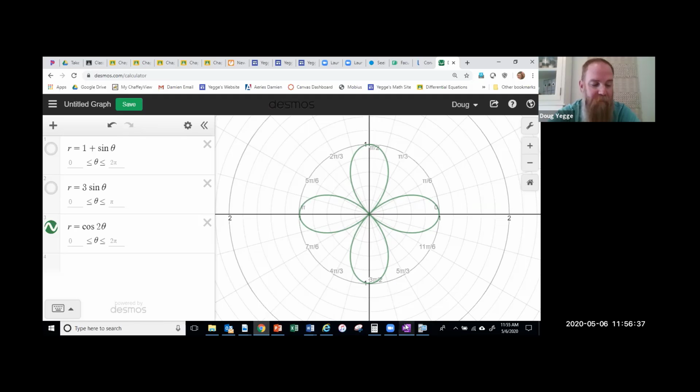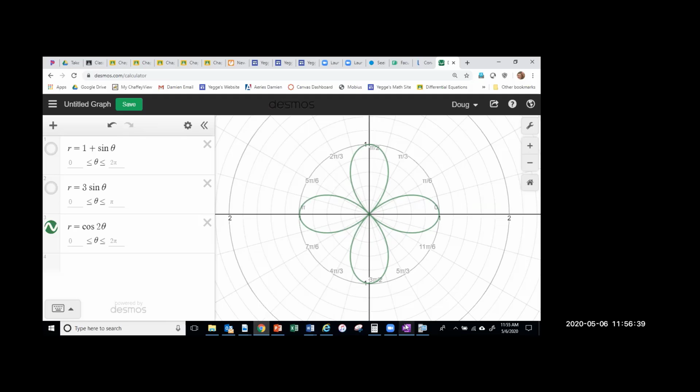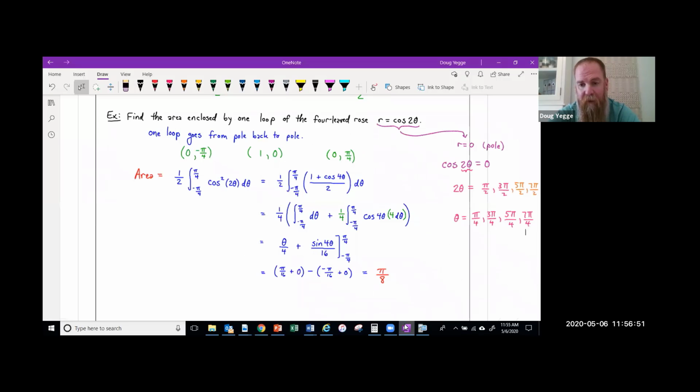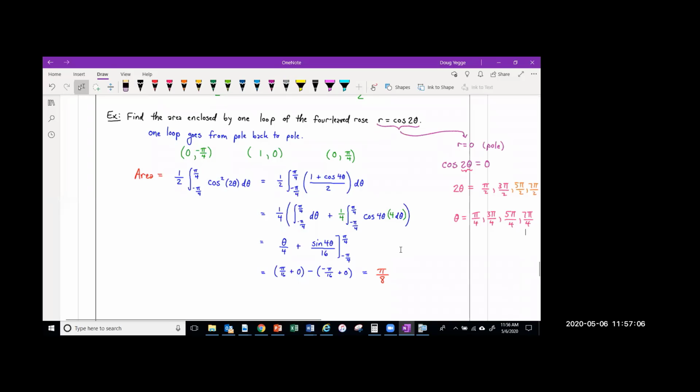Cool with that? Talking about the enclosed area of the pedal? Just one pedal would be pi over 8. We just calculated that. But if I wanted to find the area of this pedal plus this pedal plus this pedal plus this pedal, it's just 4 of one pedal. So if one pedal from negative pi over 4 to pi over 4 was pi over 8, then all we had to do here is find the area enclosed by one loop of the 4-leafed rose, or one pedal. Okay.